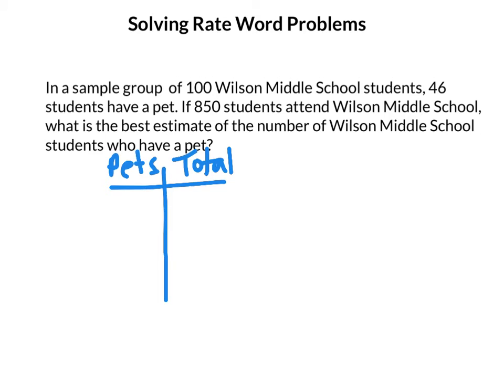So I'm going to set up again a ratio table with my pets and my total, and now go back to the information in the problem. 46 students out of 100 have a pet. So 46 out of 100, and I want to figure out how many pets there are in the whole school if the school has 850 students. So I'm going to put my 850 down here because that's my ultimate goal. So I notice I want to get to 850.